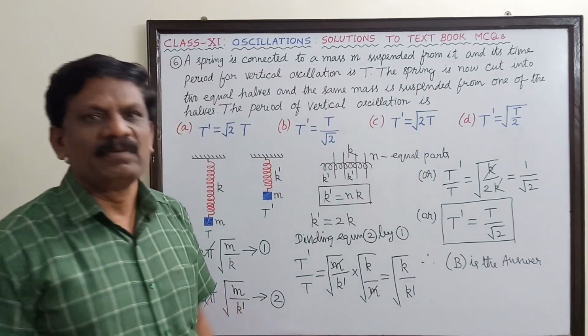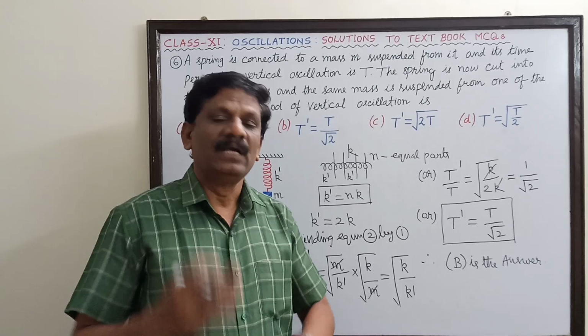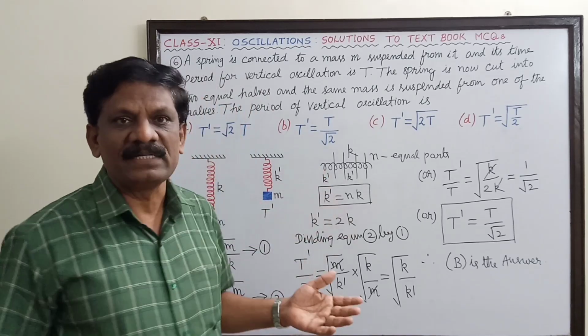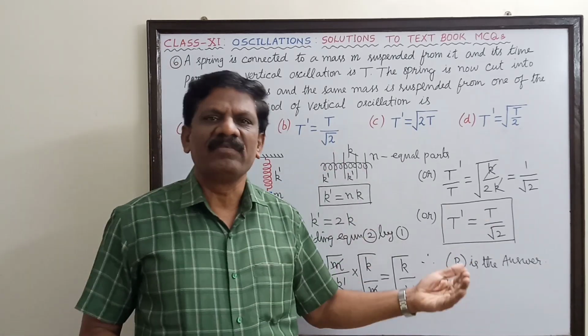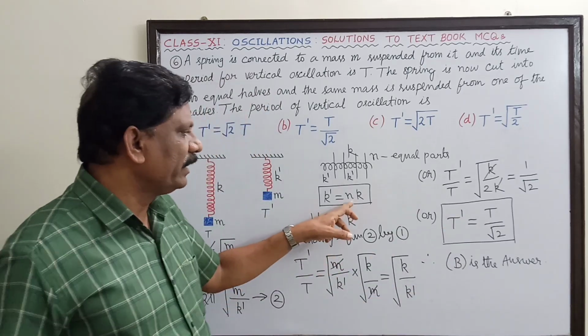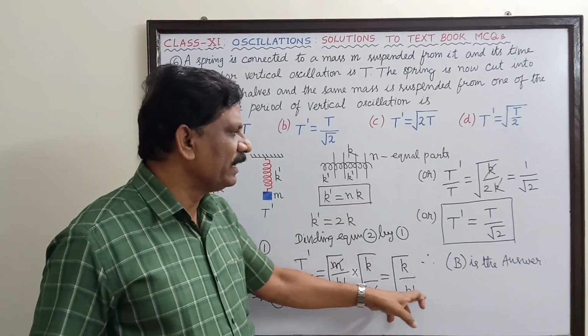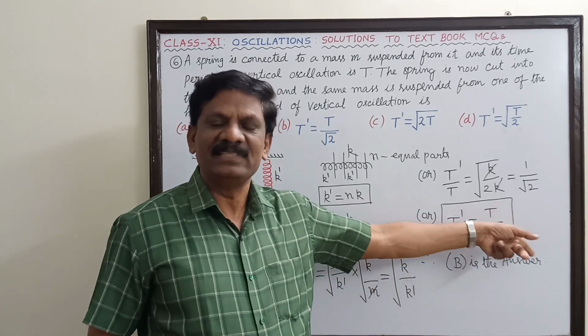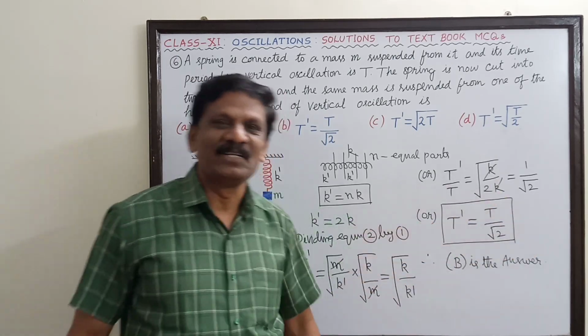This type of problem you will have to practice by assuming 3 equal parts or any number of parts. Sometimes they may give n equal parts. In that case you will have to take nK, so you have to substitute nK. So T by root n will come, the general expression. I hope you must have understood well. Fine.